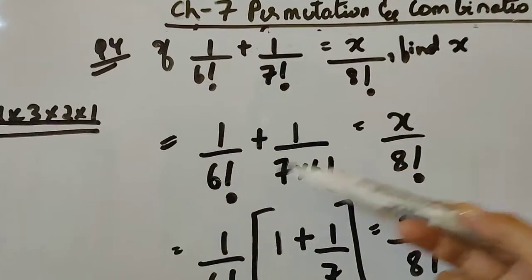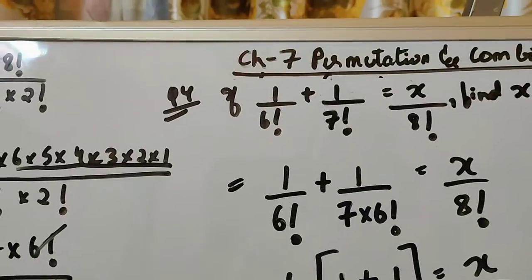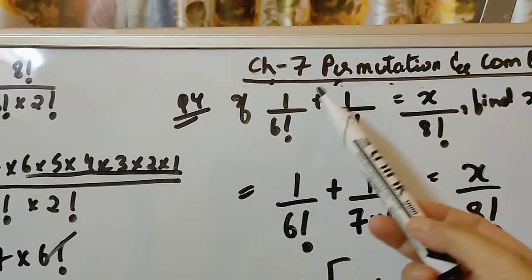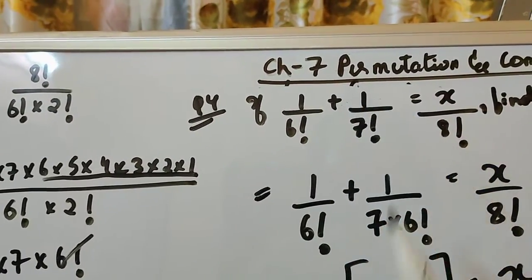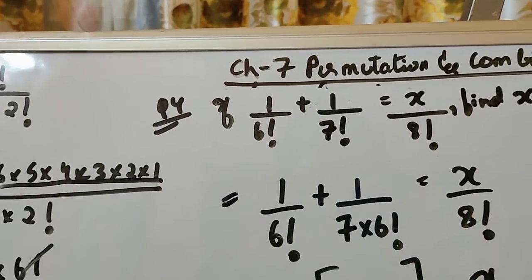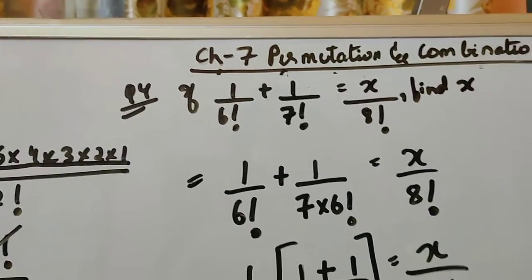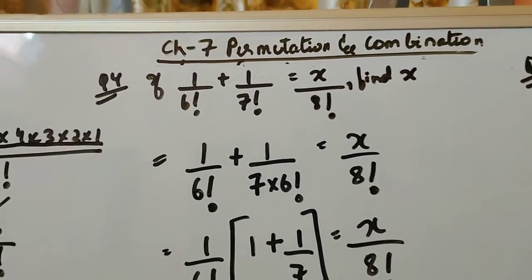Or else, if you don't do like this also, straightly from here you can take the LCM of 6 factorial and 7 factorial. Then here 7 factorial plus 6 factorial will be coming, divided by 6 factorial into 7 factorial. Similarly here also you convert, then you can do this question in different ways also.